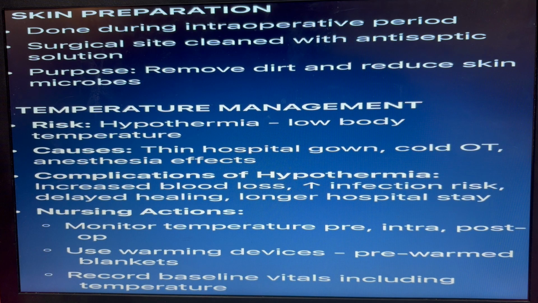Skin preparation is done in OT just before incisions to make the area sterile, and temperature control is very important. Patients easily become cold due to anesthesia and cold OT, and hypothermia is dangerous because it increases bleeding and infections and delays healing. So we monitor temperature and use a warming blanket to maintain normal body temperature and improve patient outcomes.